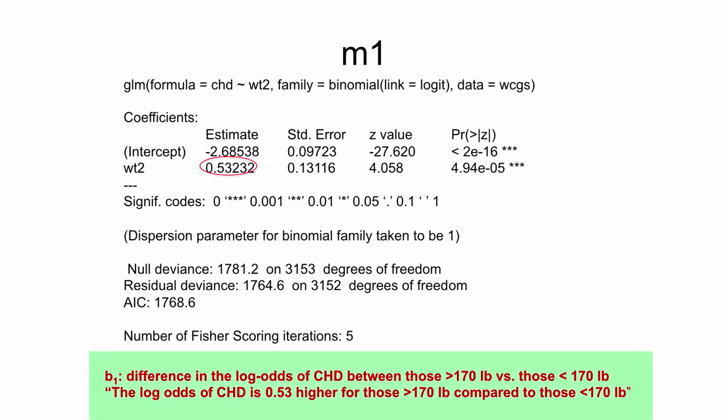The coefficient for this variable tells us the difference in the log odds of CHD between those greater than 170 pounds versus those less than 170 pounds, and is interpreted as the log odds of CHD is 0.53 higher for those greater than 170 pounds compared to those less than 170 pounds.